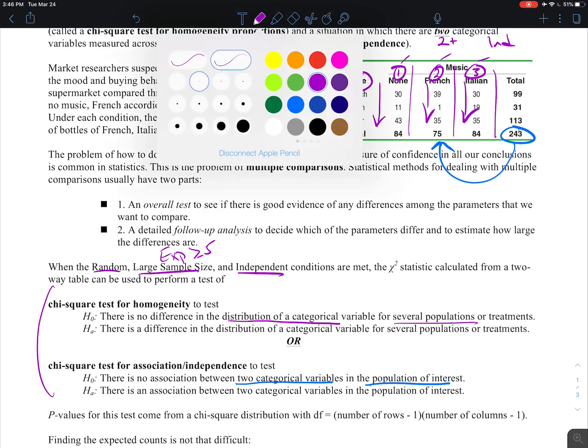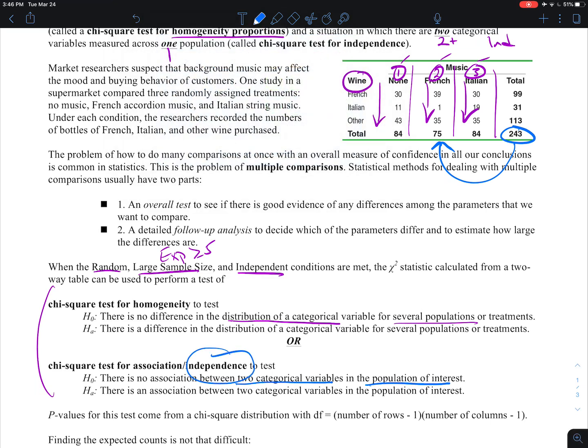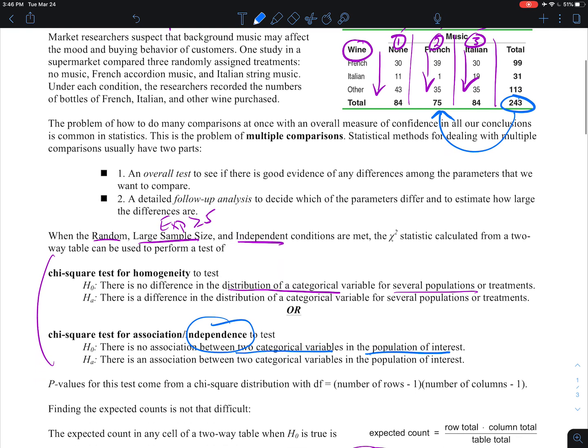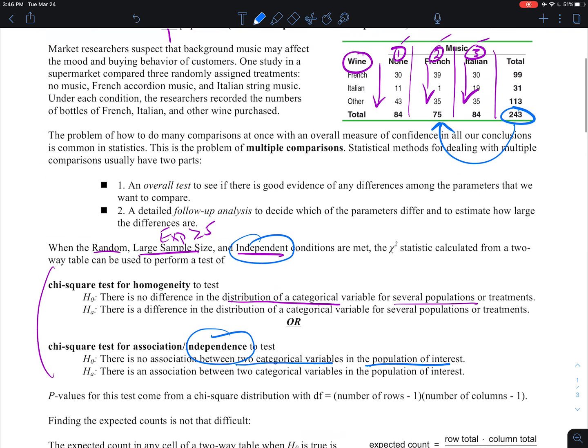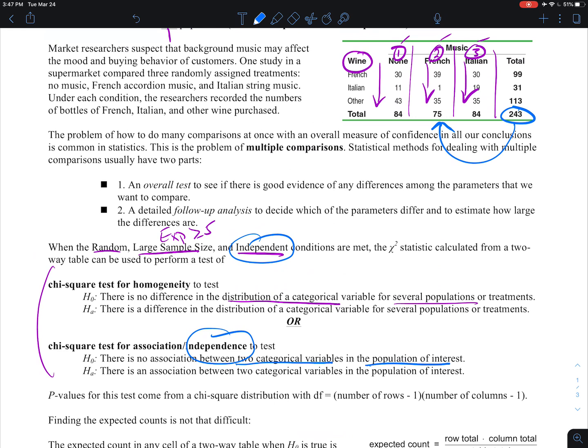If you're doing a test for independence, the condition isn't that it's independent. That's the thing we're trying to show. So what you would want to say, if it's a chi-square test of independence, for the independence condition, is that one shopper's purchase doesn't influence another shopper's purchase, something to that effect. But you wouldn't want to say that the type of wine is independent of the type of music, because that's the thing you're actually testing.